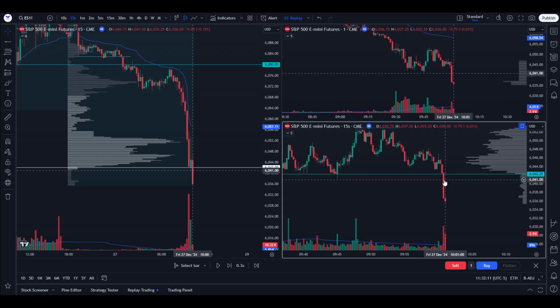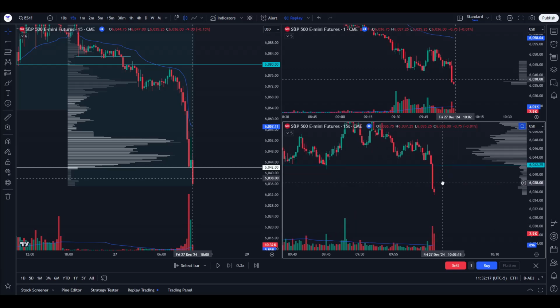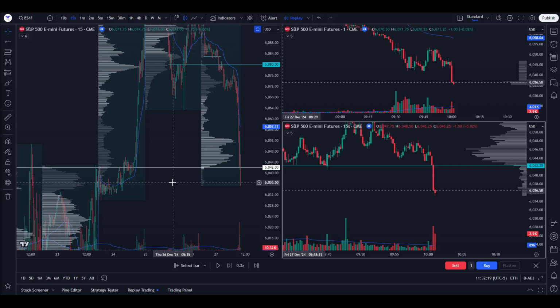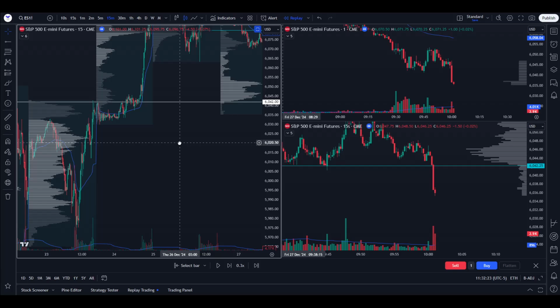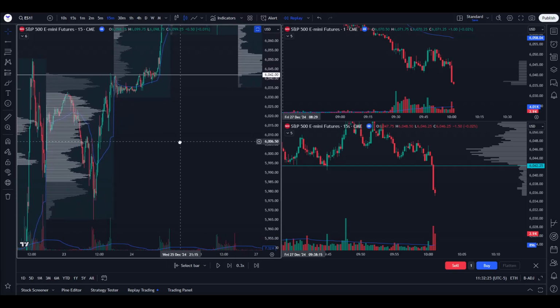So if it's not able to reclaim pretty quickly right here, then there's a pretty good chance that it's going to nuke, or at the least put in a decent down move.